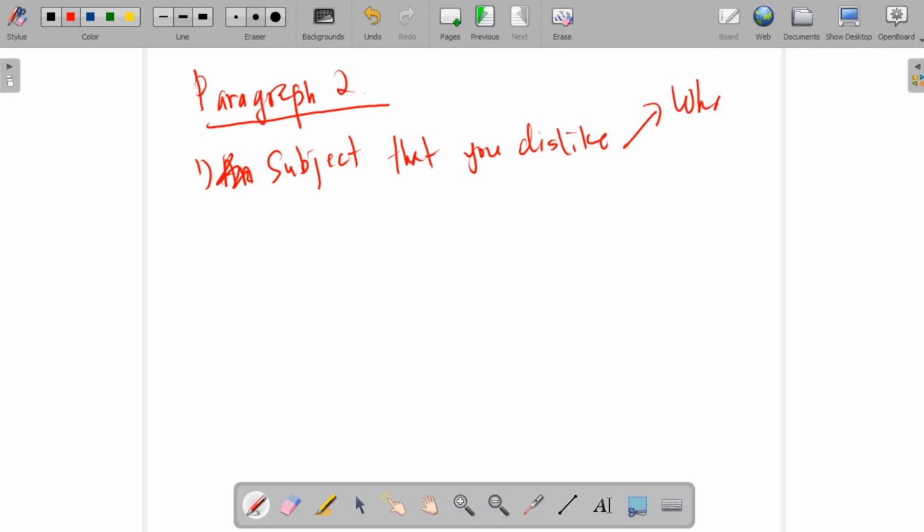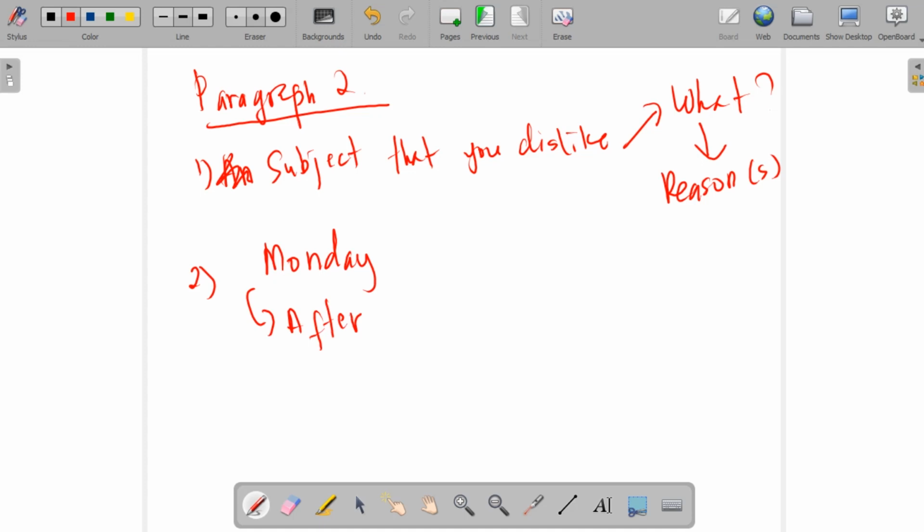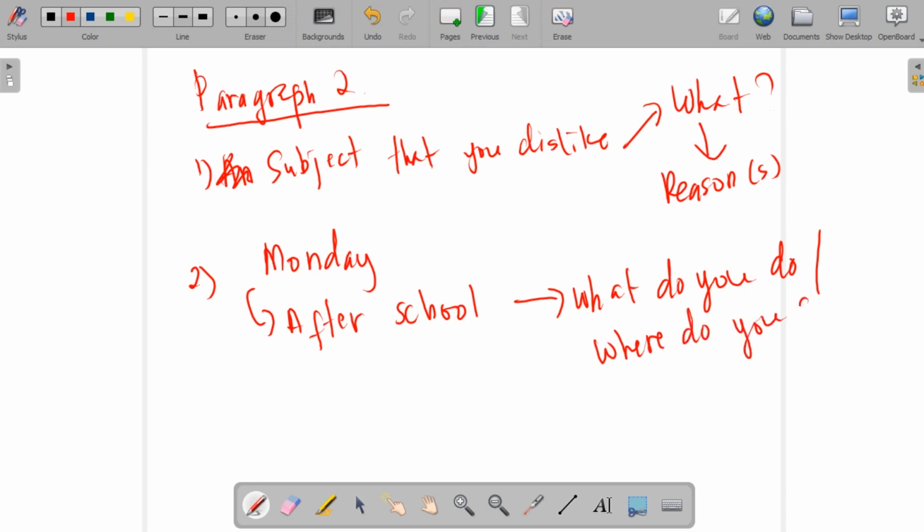Subjek apa? What? Okay, so dah bagi subjek apa? So as usual, give reason why you don't like the subject, and you tell your friends your whole activity on the day that you have chosen. For example, if you choose Monday, tell your friend after school what do you do, or where do you go. Okay, next. Then lepas sekolah dah pergi mana-mana kan, and in the evening, okay, what do you do, where do you go?